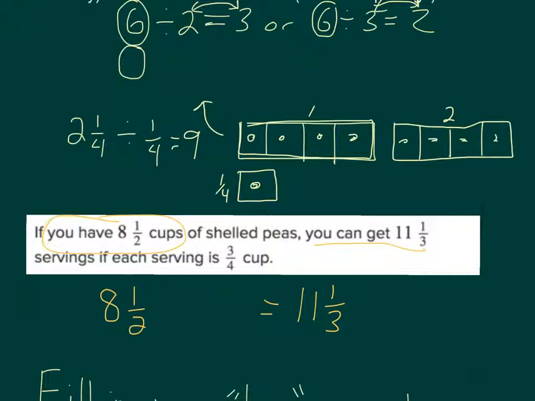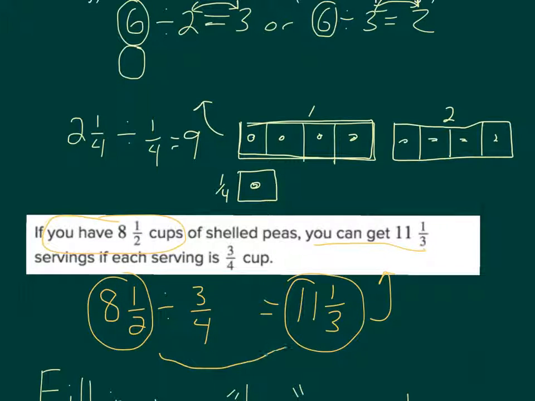And each serving is 3/4 of a cup. So if you take your 8 1/2 cups and you divide it into 3/4 cup groups, you would get this many groups. That's the equation that would go with that situation. You start with 8 1/2 cups, you split it into 3/4 cups, and you end up with 11 1/3 groups. Now this is kind of interesting that you would start with 8 1/2 and you would end up with more than you start with, but that's because you're not even dividing by 1. You're dividing by 3/4. You're saying how many 3/4 does it take to make 8 1/2?